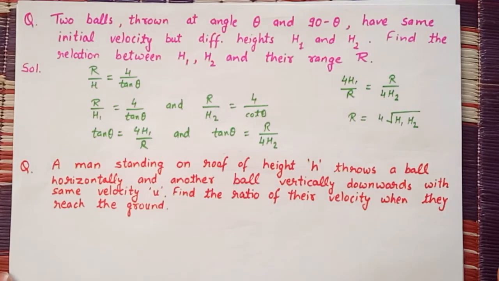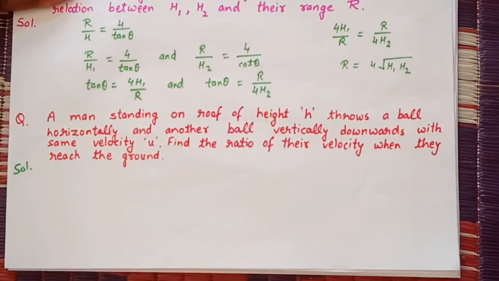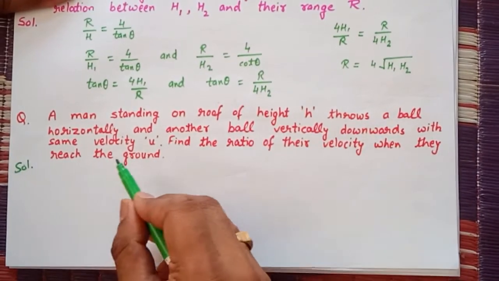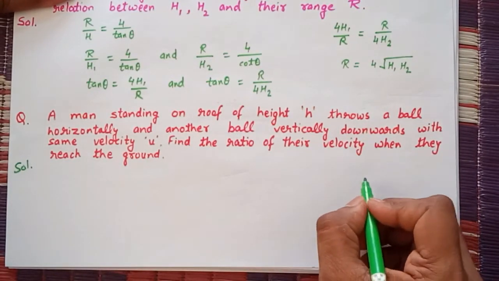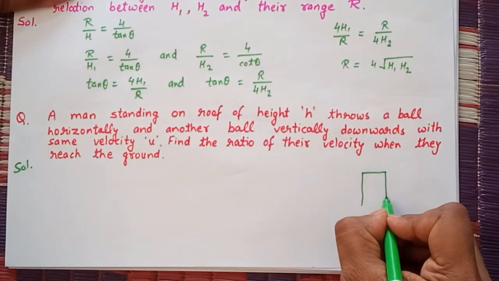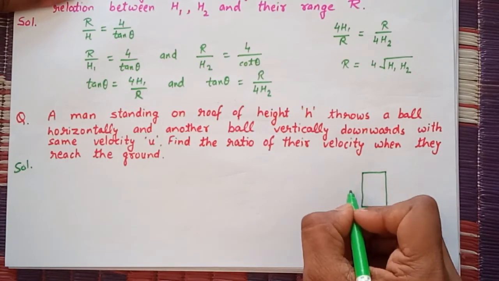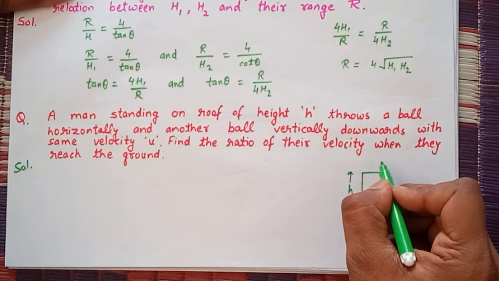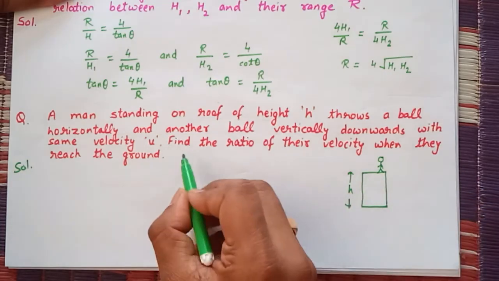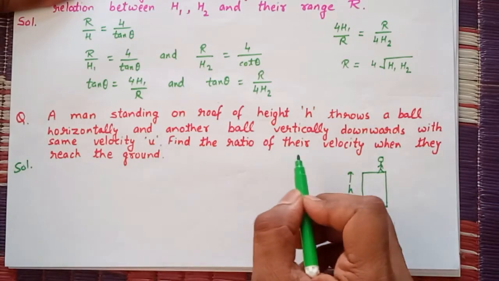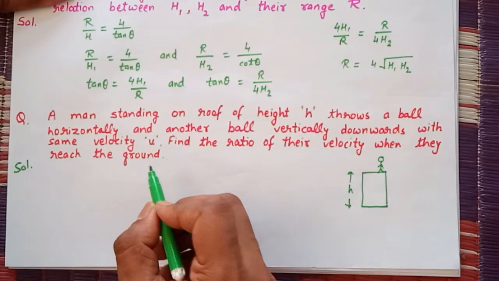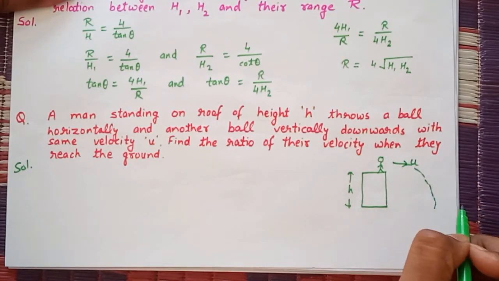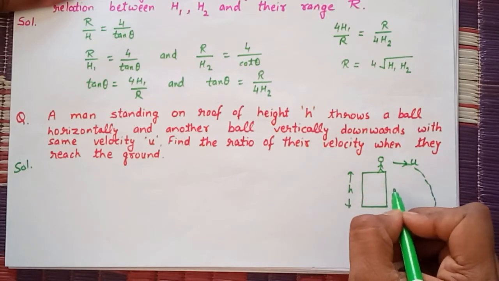Now the next question: a man standing on a roof of height h throws a ball horizontally and another ball vertically downwards. This is the house, its height is h, and a man is standing here. He throws a ball horizontally and another ball vertically downward with the same velocity u. One ball is thrown horizontally, it will go like this, and another ball is thrown vertically downwards.